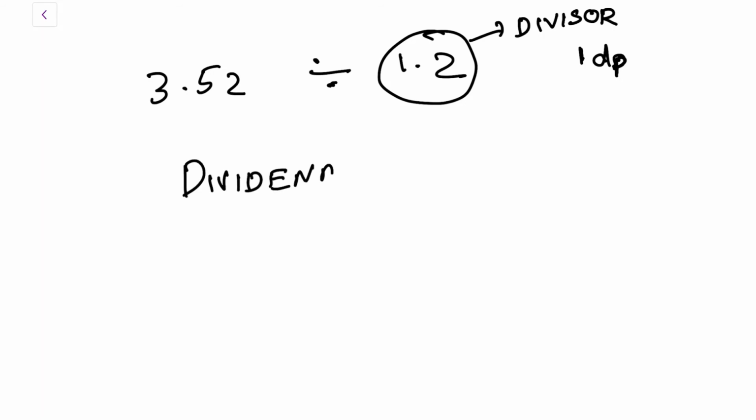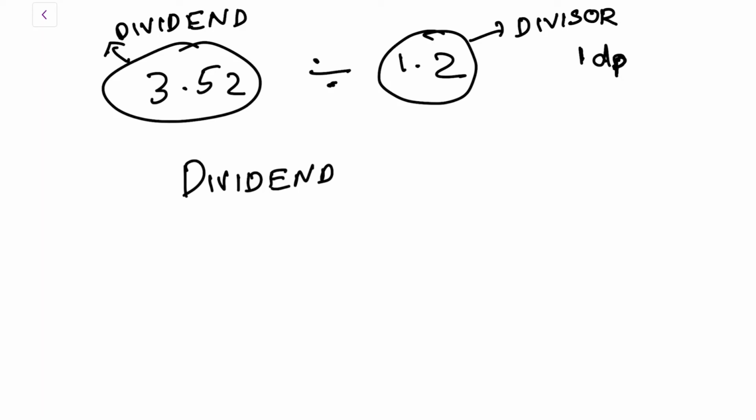What's your dividend? This is your dividend. So let's write it down as 3.52. And what do you do with the dividend? Multiply it with 10. We are multiplying it with 10 because we found out that the divisor has 1 decimal place. All right. So 3.52 into 10, what is the answer?